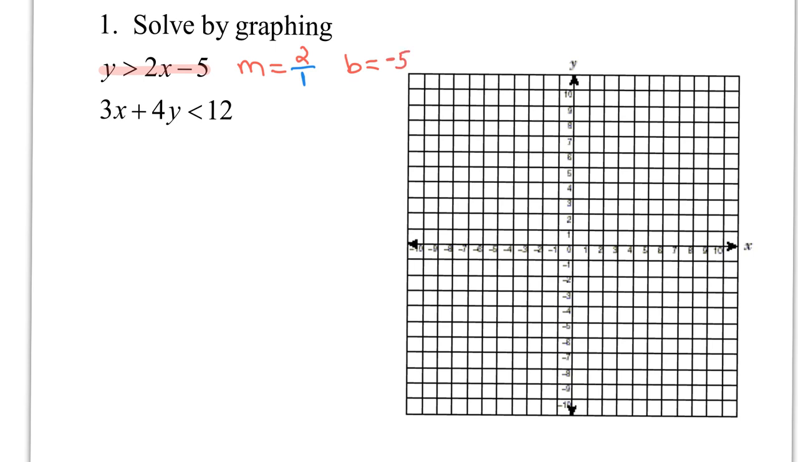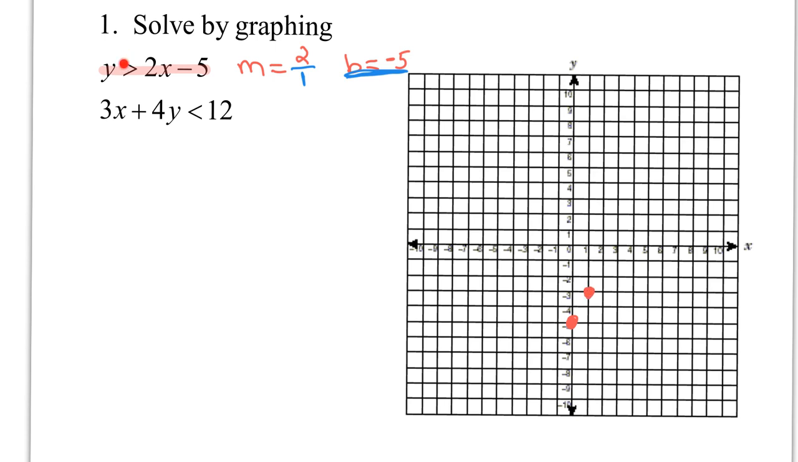So to graph it, you always start with the y-intercept, b, this one here. So negative 5 on the y-axis, right here, you make a point, and then using your slope, rise over run, 2 over 1, 2 up, 1 to the right. So my rise is positive, up 2, from here, 1, 2, and 1 to the right, and I make a point right here. Now let's check the inequality.